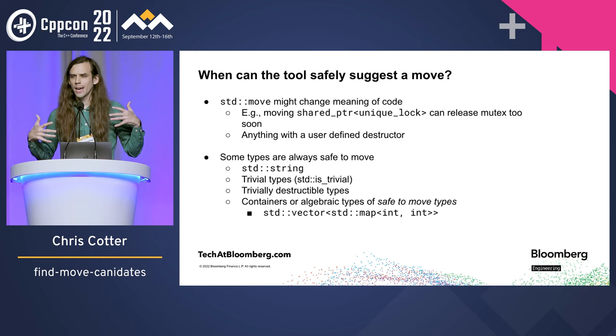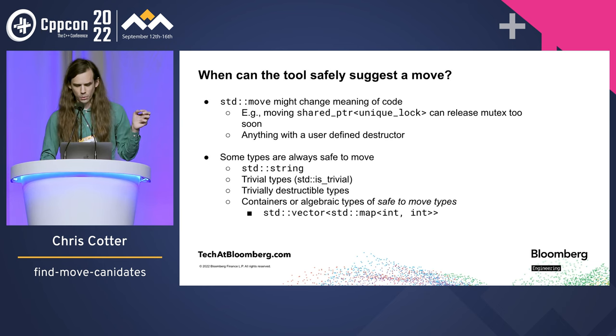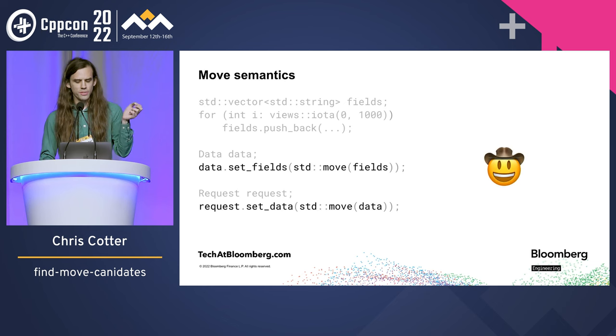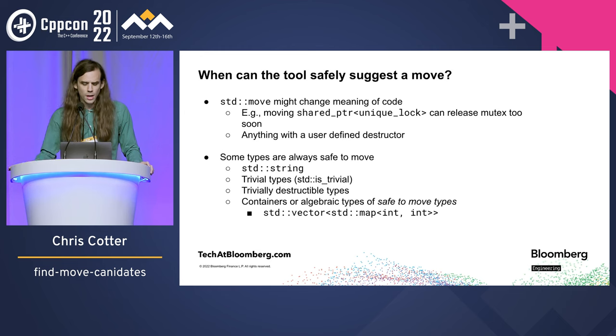So let's get into the details of the tool. When can we actually safely suggest a move? In my example previously, we can safely suggest a move here if we know that the last use of the fields variable is on the line where the copy construct is happening. And we also know that fields is something which is safe to move. A vector of strings, if I move that as opposed to copying it, that's not going to change the behavior of my program. Great.